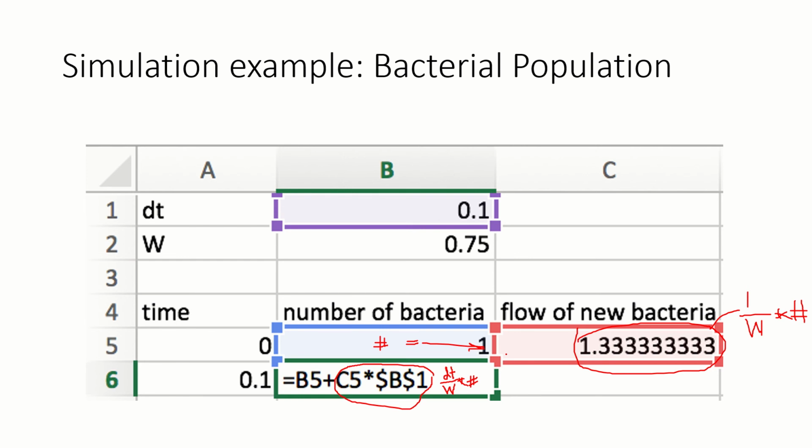Okay. So this 1 over W times the number of bacteria is the instantaneous rate of change of the population. So at any instant of time, it is how quickly the population is growing, and it is not defined in terms of an interval. If you were to ask me what is the state of the system, I would say it is the current number of bacteria and how quickly the bacteria are changing. And that's all I would tell you. You'd say that there are currently 1 bacteria and they are growing at a rate of 1.33333 bacteria per second.